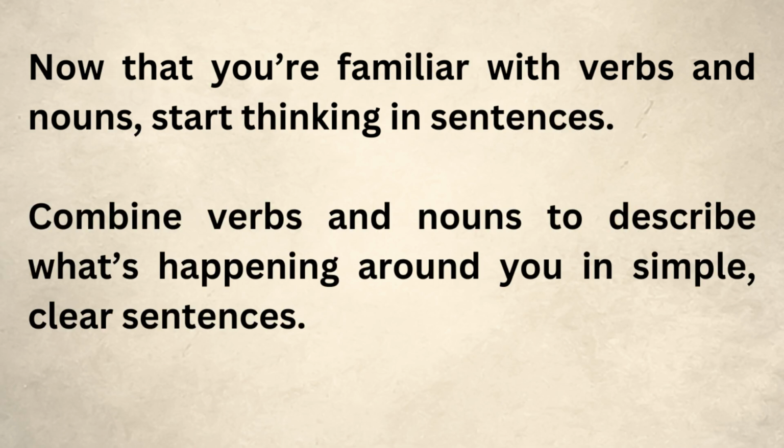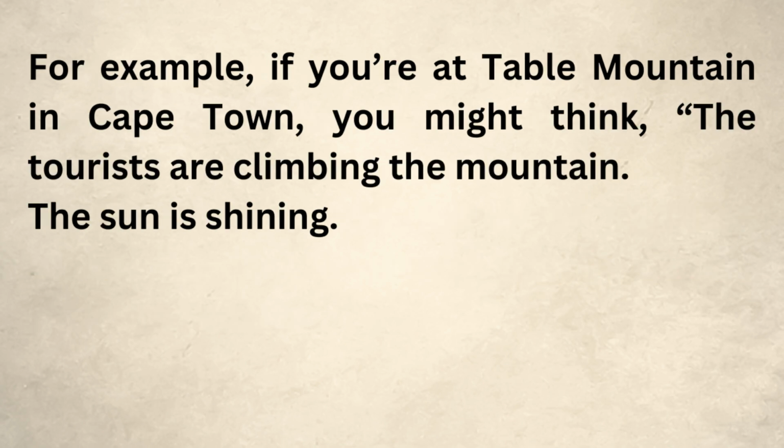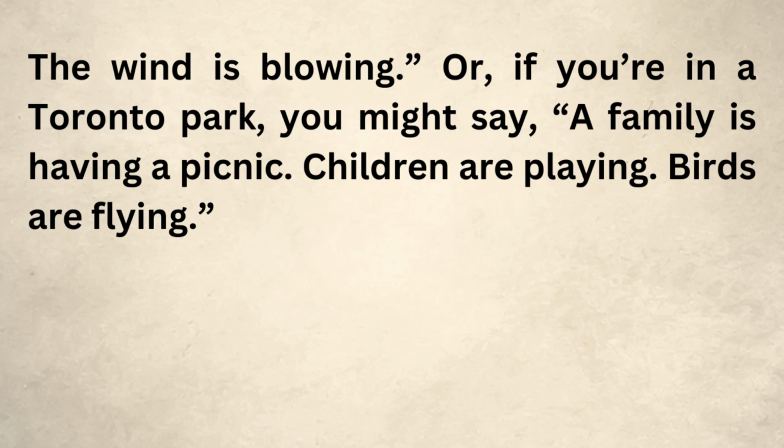Now that you're familiar with verbs and nouns, start thinking in sentences. Combine verbs and nouns to describe what's happening around you in simple, clear sentences. For example, if you're at Table Mountain in Cape Town, you might think, the tourists are climbing the mountain. The sun is shining. The wind is blowing. Or, if you're in a Toronto park, you might say, a family is having a picnic. Children are playing. Birds are flying.